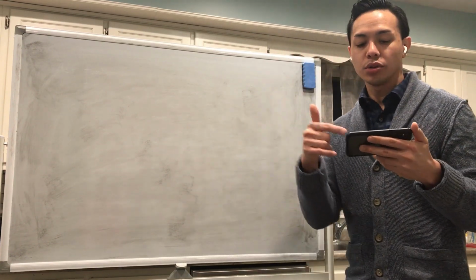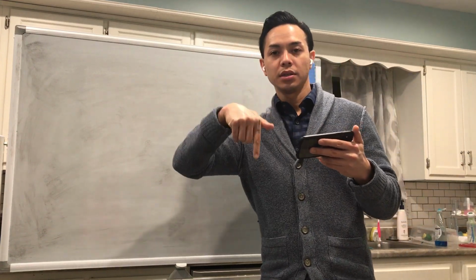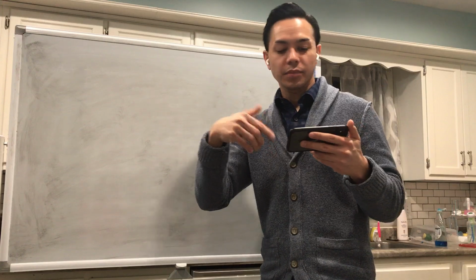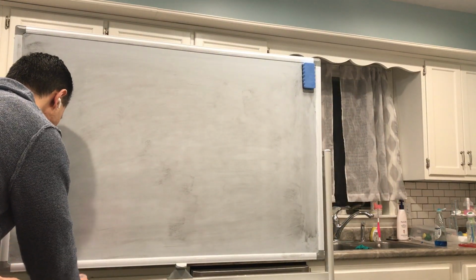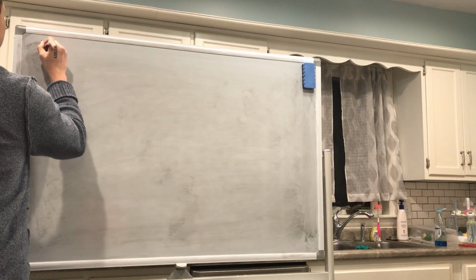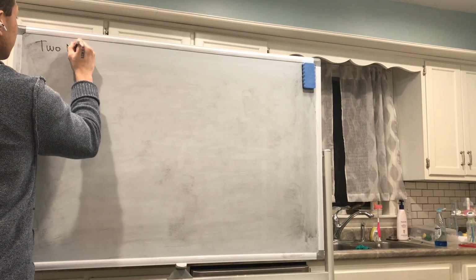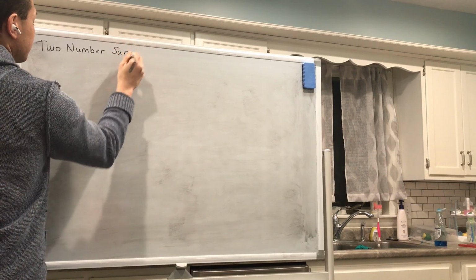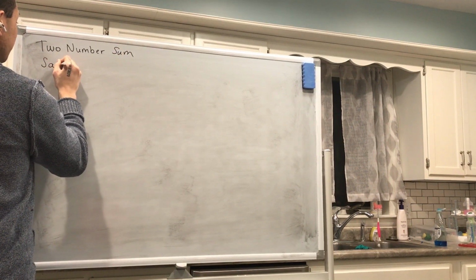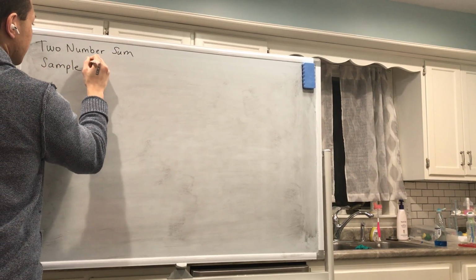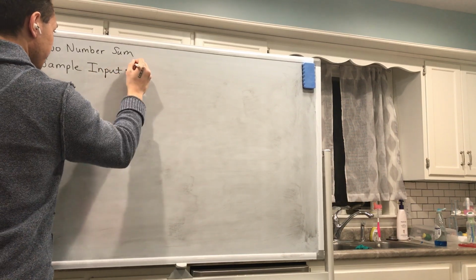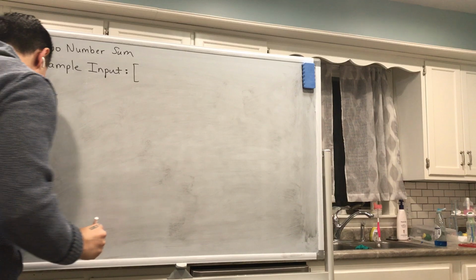So I'm going to go ahead and include this in the description below the video so that you can read it. Let's go ahead and put these inputs up on the board here. Okay, so the name of our problem is two-number sum. So our sample input, hopefully that's big enough so you can see. This is the sample input that they provide for us.